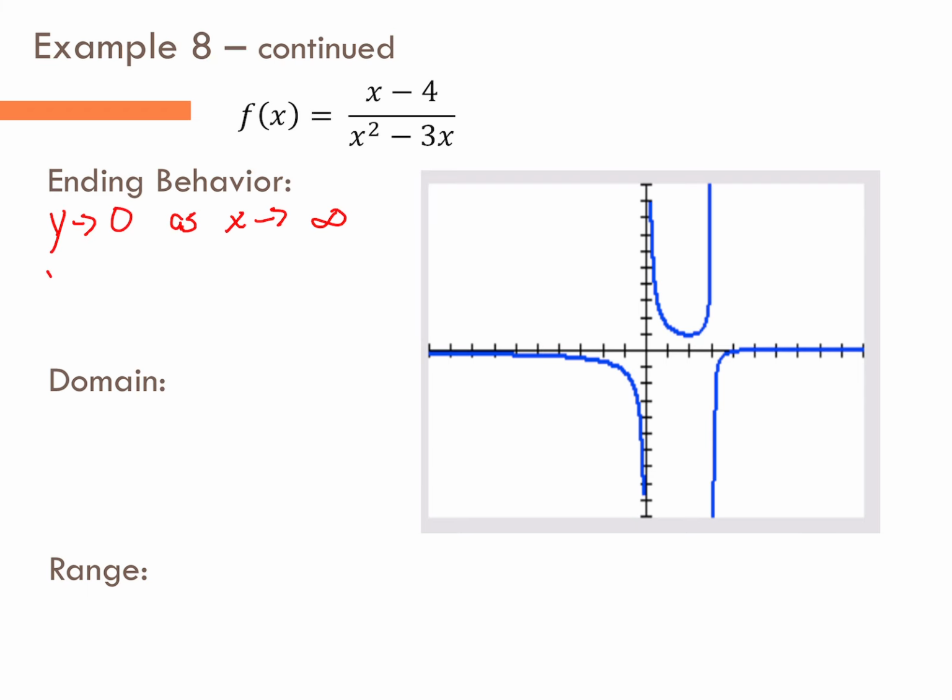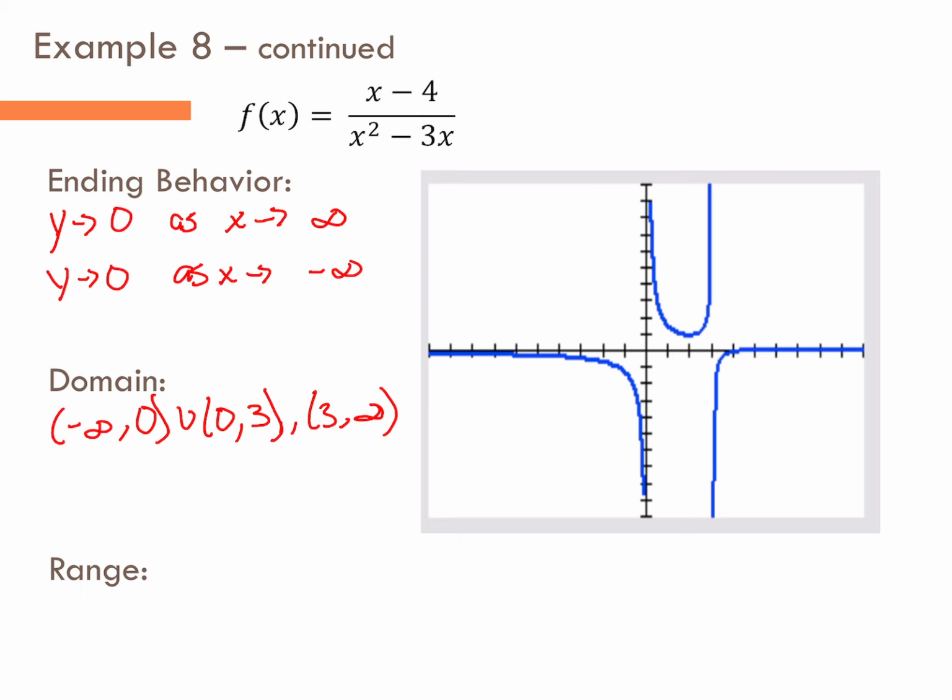Okay, what is y doing as x goes to negative infinity? Again, in this case, it's also going to 0. Okay, not there yet. So our domain, again here, is negative infinity to 0, because that was one of our asymptotes, and then 0 to 3, and then 3 to infinity.